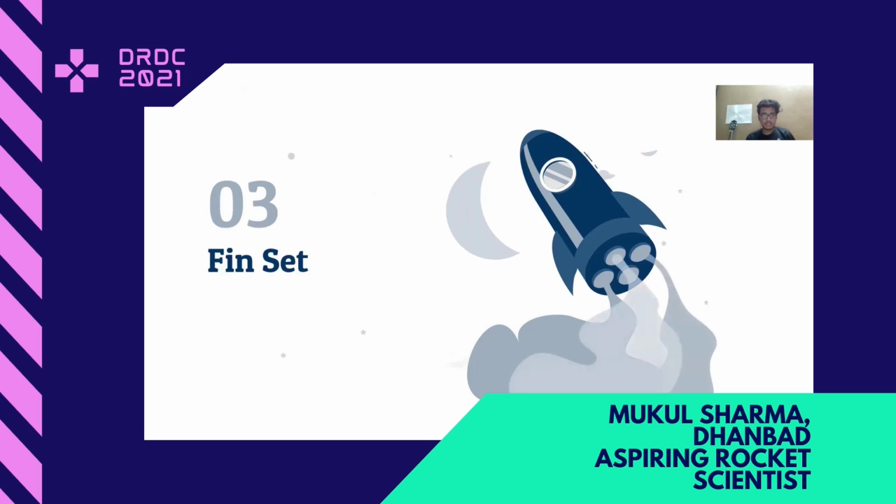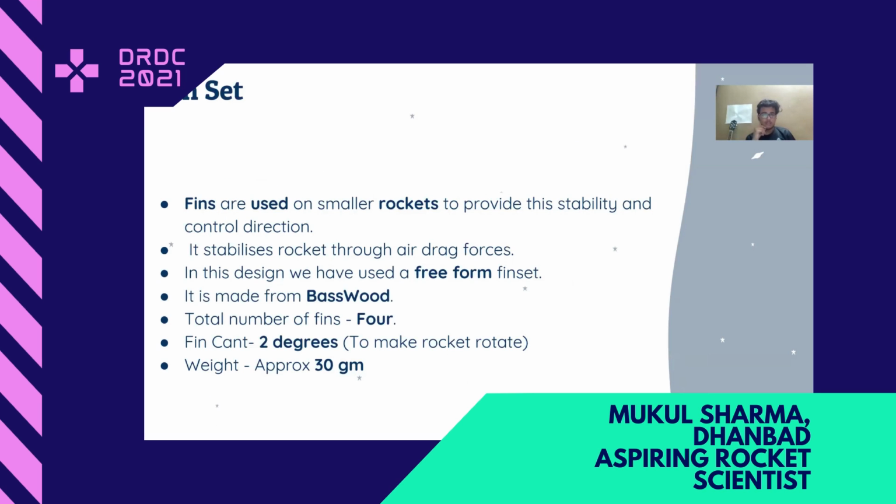Then let's talk about the fin set. The fins are used to provide stability to the rocket, and in this design we used a freeform fin set, and it is made of basswood. The total number of fins is 4. Fin cant is around 2 degrees. Fin cant is given to the rocket so that it rotates when it goes up. In our condition, it really helps us because we need this rocket to reach the maximum height.